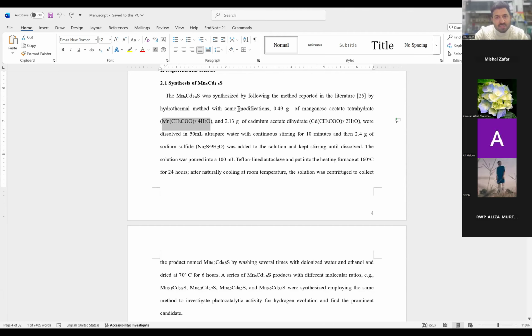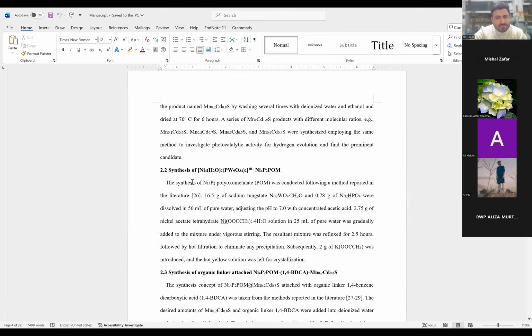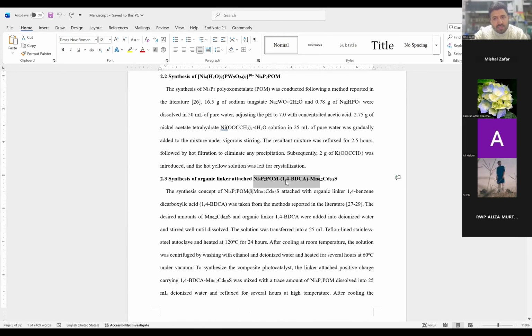So I have discussed this synthesis method. First, I discussed the semiconductor, and then I referenced that I followed this method to make this component. Then I discussed the synthesis of polyoxometalate, the second part. This also takes its reference from journals that have already published about this. And then this is my own work, that I have done to combine these three with this one. So I have discussed this.